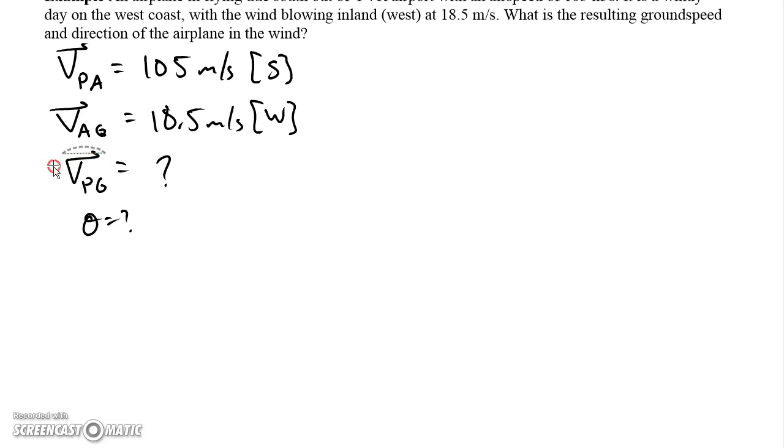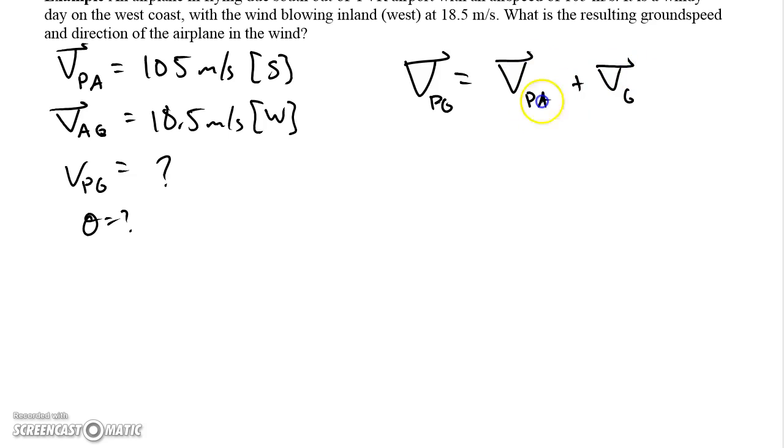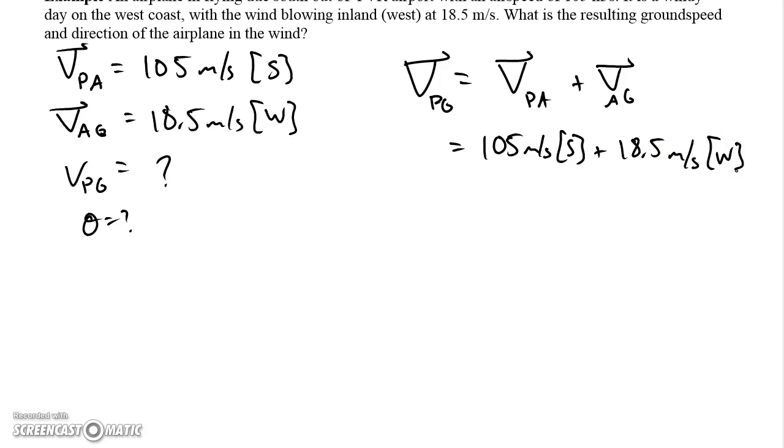So to do that, we will have to set up our equation. VPG is velocity of the plane, P, plus, and G is last. Our other air script is A, so we just put that in there: VPA plus VAG. Well, we have both of those. Plug them in: 105 meters per second south plus 18.5 meters per second west. Again, we can't do this directly because they are not in a straight line.